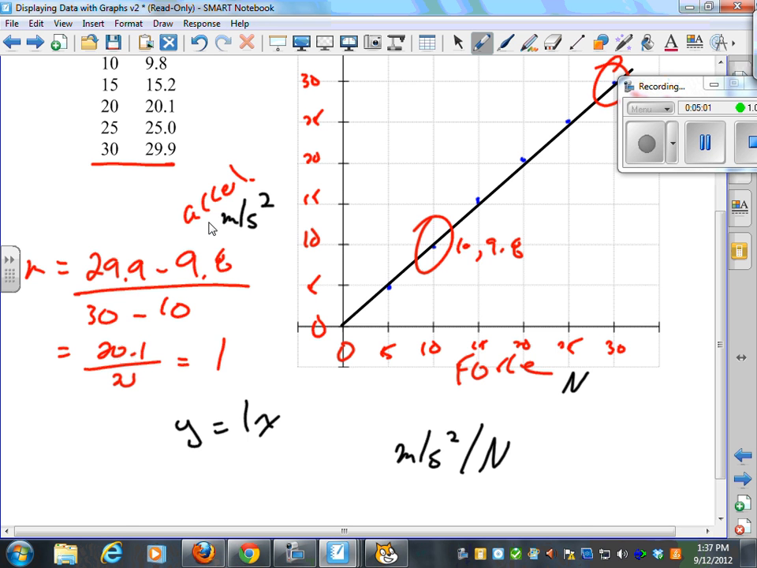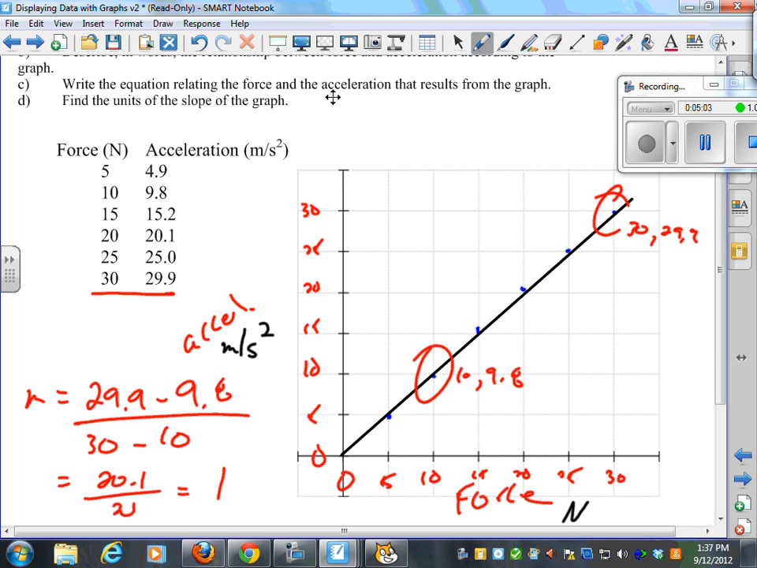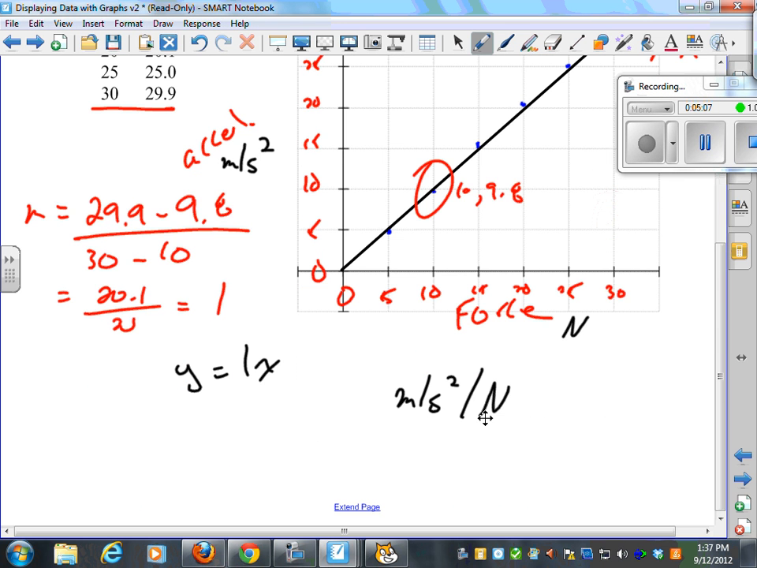So out of all this, what do I expect you to be able to do? Plot a graph, find the equation of best fit, and at least tell me what the units are and maybe even what the meaning of the slope is. Okay?